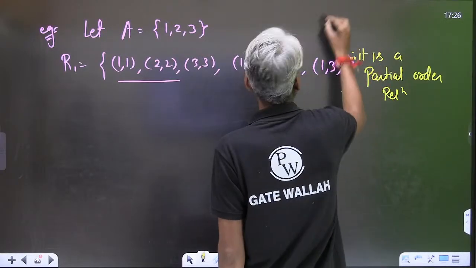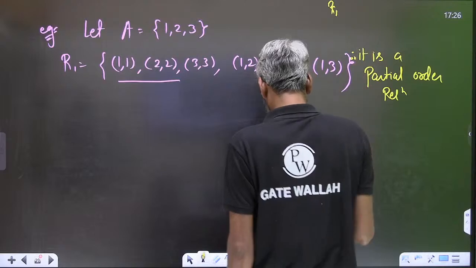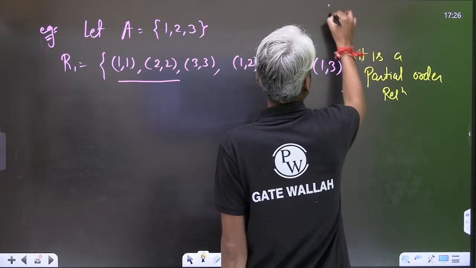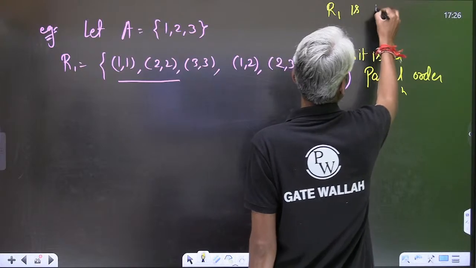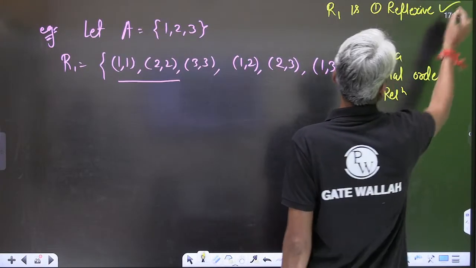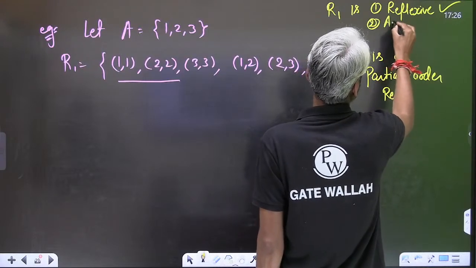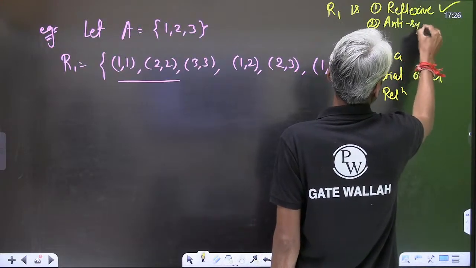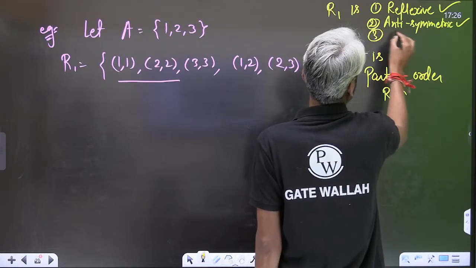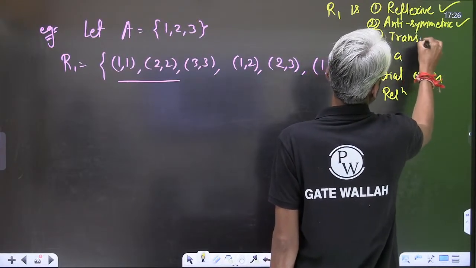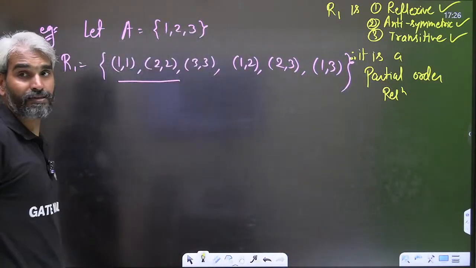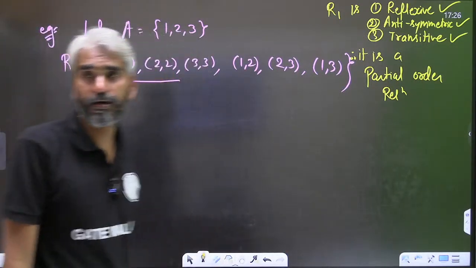So just note down, R1 was reflexive. So how did I answer that? Is it reflexive? Yes, sir. Is it anti-symmetric? Yes, sir. Transitive. So look for these three properties to check whether the relation is a partial order relation or not.